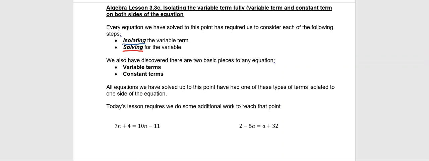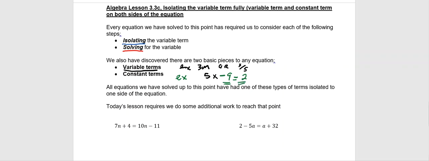Beyond that, I want to make sure that we do actually understand the terminology of what the pieces of an equation are. A variable term is exactly as it sounds. It's a term that includes a variable. So as an example, something like 3m is a variable term. Or we'll say something like x over 5 is a variable term. And a constant term is a term without a variable. So if I look at an equation like 5x minus 9 equals 2, then our constant terms are the numbers that don't have the variable.